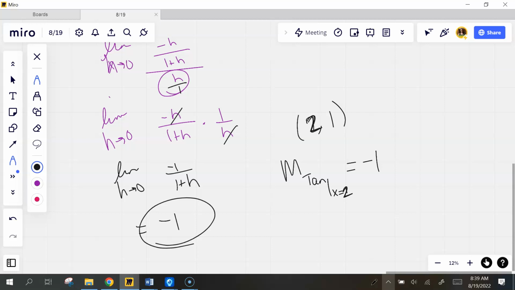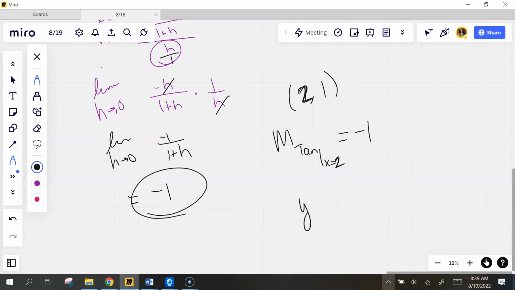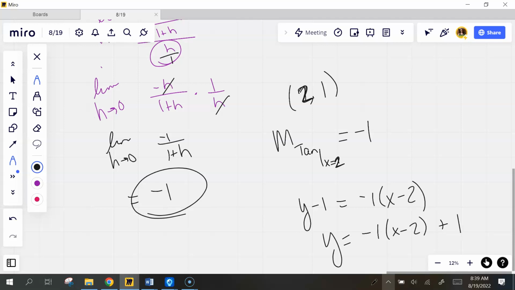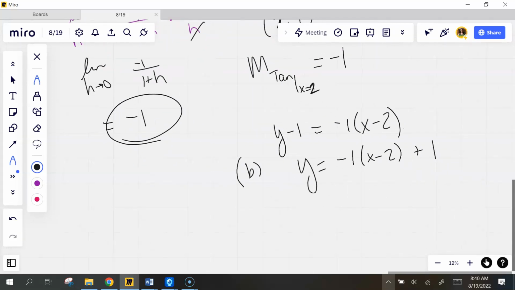So now the equation of the tan line. Y minus 1 equals -1 times x minus 2. And if I want to solve it for y, now I'm done. That's for part B. You can. It's just more room for me to make a mistake. So I just leave it like that. But you can. You definitely can.